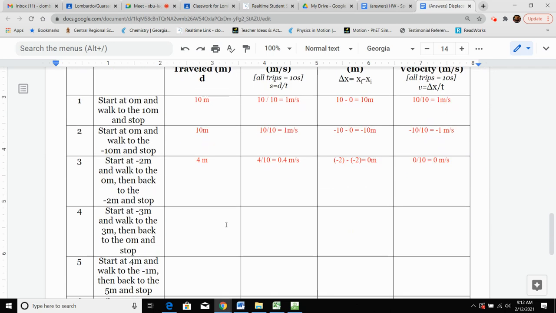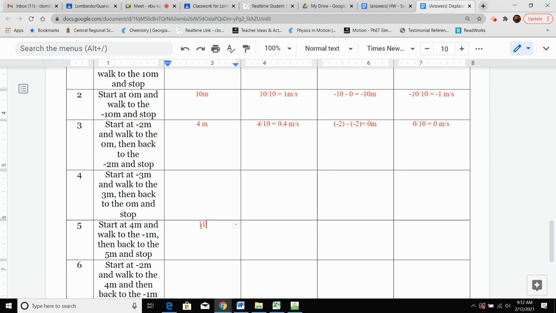So we moved a total distance of 11 meters. Distance divided by the time is going to equal 1.1 meters per second. Well, what about position, or what is our displacement? What was our final position? 5 meters. What was our initial position? 4. So we have 5 minus 4, and that is going to equal a positive 1. Velocity is displacement divided by time, so we have 0.1 meters per second.